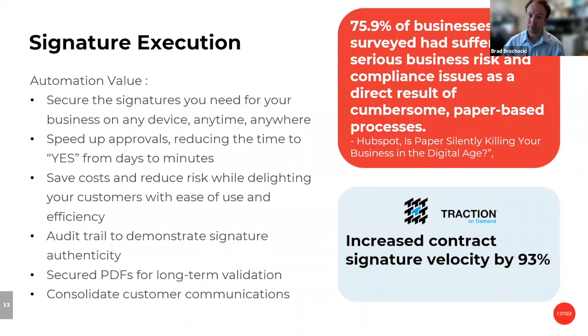So with e-signature, really what you want is people to be able to sign on any device, anytime, anywhere, speed up that approval process from days to just minutes, save costs, and get that full audit trail, so you can not only see where a contract sits, but also technology is now able to authenticate signatures. So you have that audit trail of where something sits, and also if someone asks for that proof, it all sits in a repository.